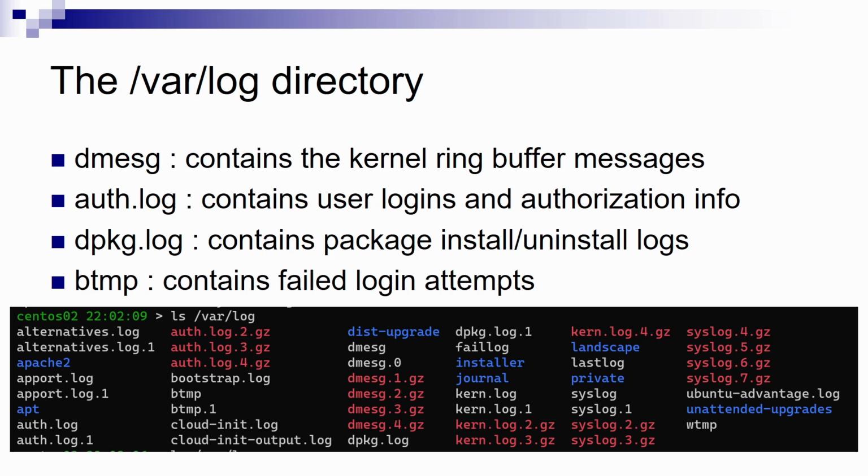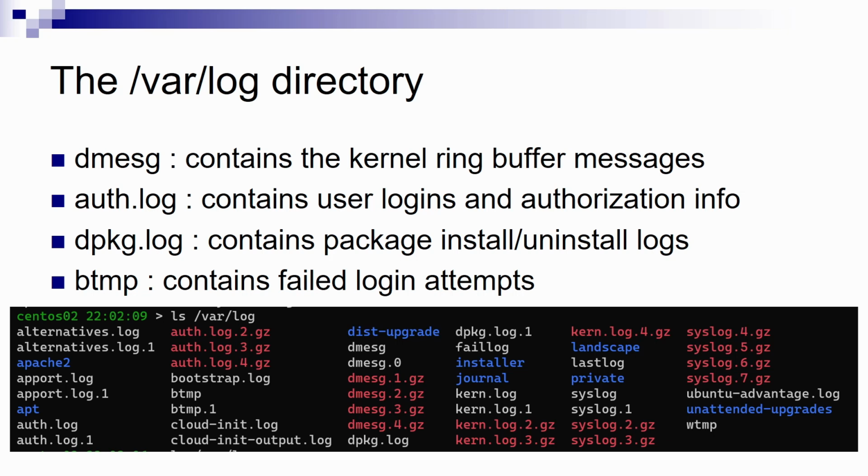The next log is the dpkg log, and you should recognize the name from a previous video. This is the log for the dpkg command. So you will see here all the installs and uninstalls that you have performed. And the last log that I wrote here is the btmp log, which is very important security wise because it contains all the failed login attempts. So if someone tries to hack into your system, you should see that event in this file.